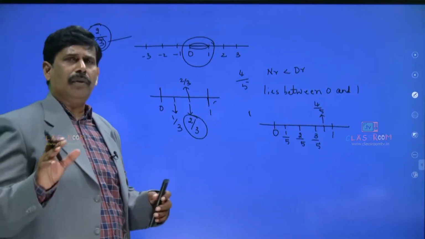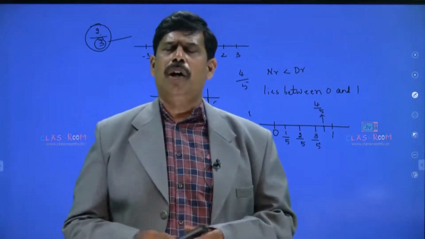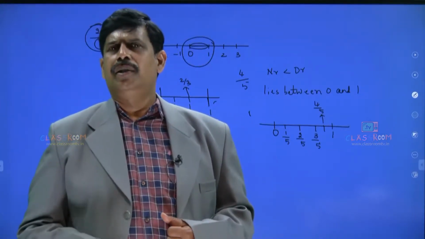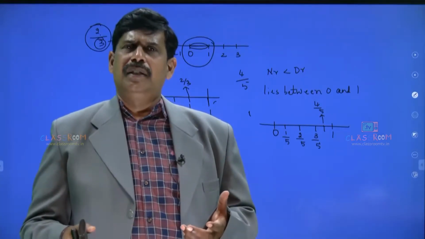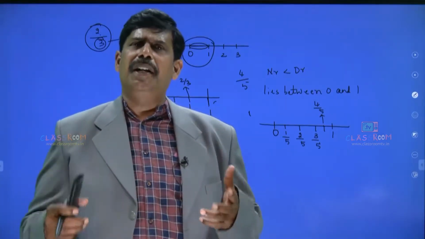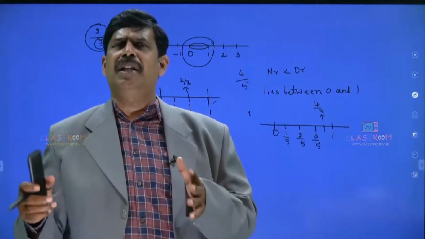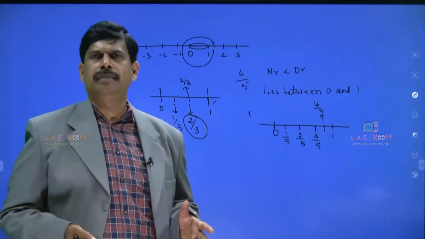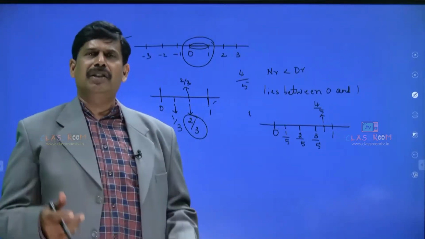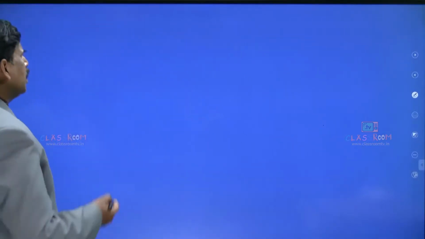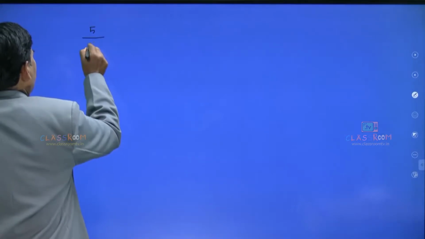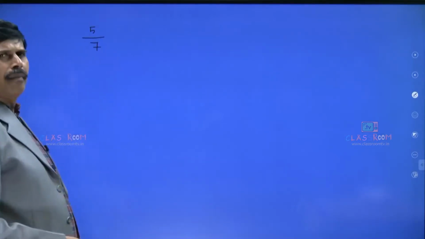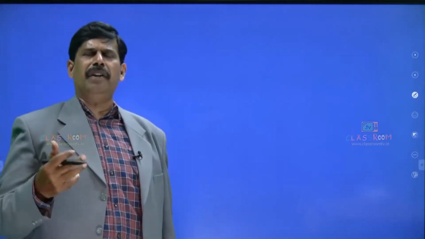So what should be in our mind? What you have to remember is that whatever the denominator, you divide it into that many equal parts. Let us see one more example. Suppose we want to represent 5 by 7.